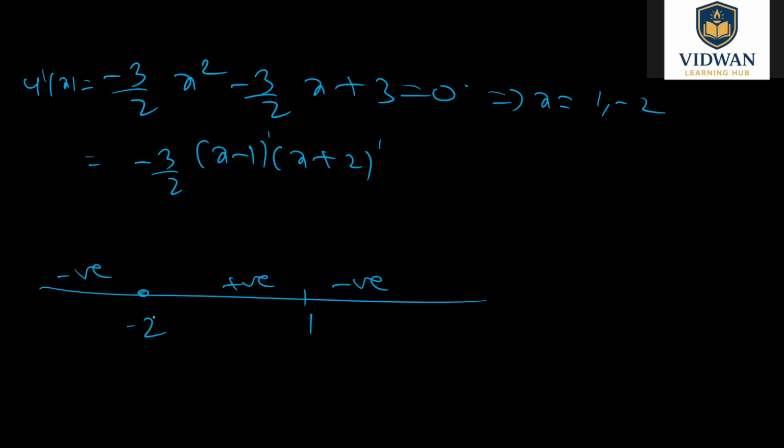That means when you cross the point minus 2, the derivative changes from negative to positive. Whenever the derivative changes from negative to positive, it is a minima. Positive to negative, it is a maxima. So at minus 2, it has a minima, and at 1, it has a maxima.